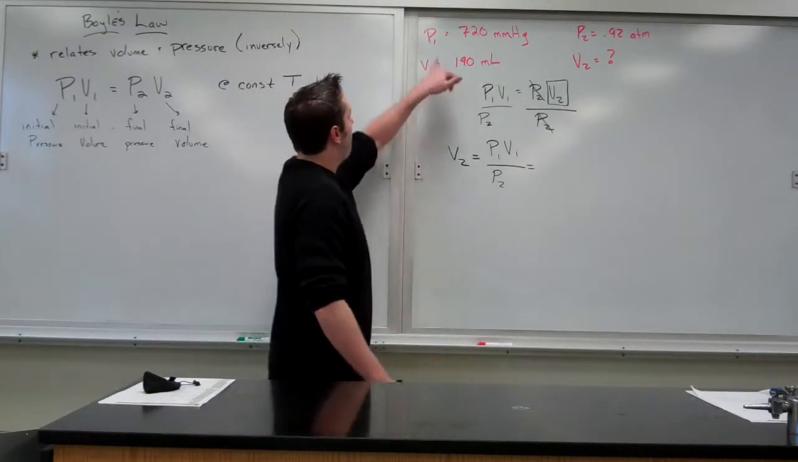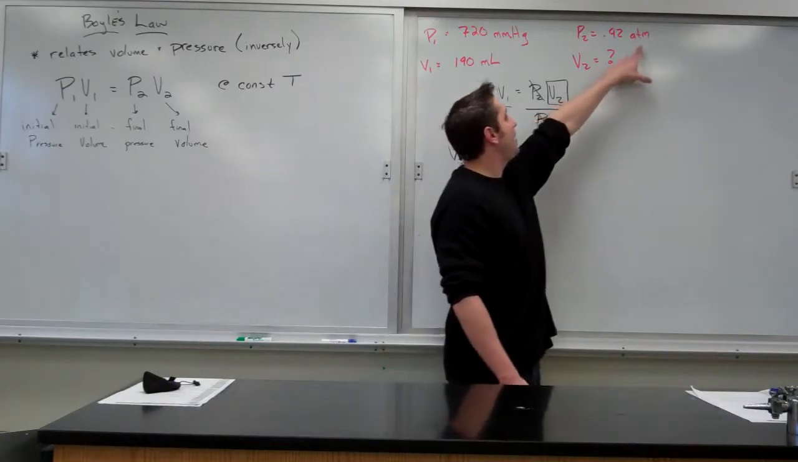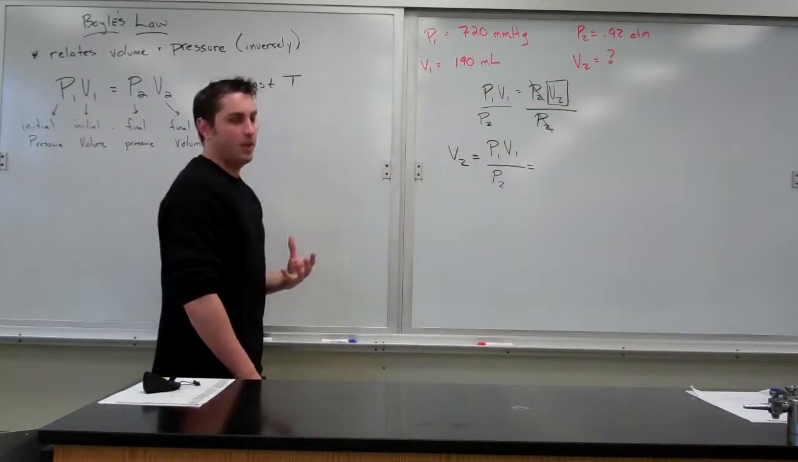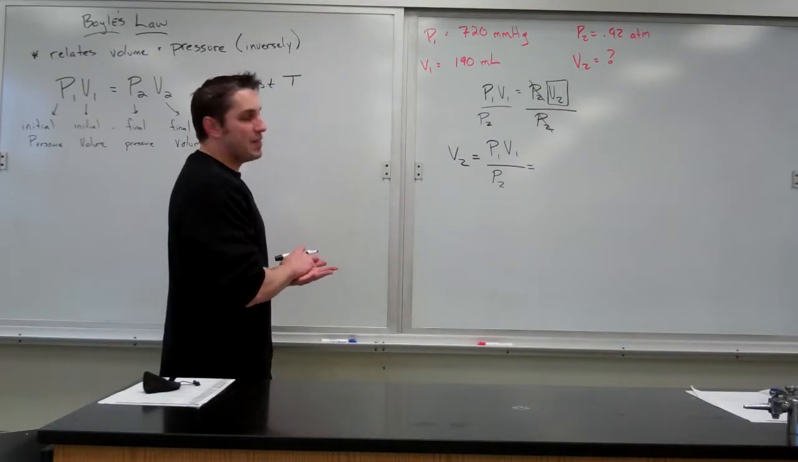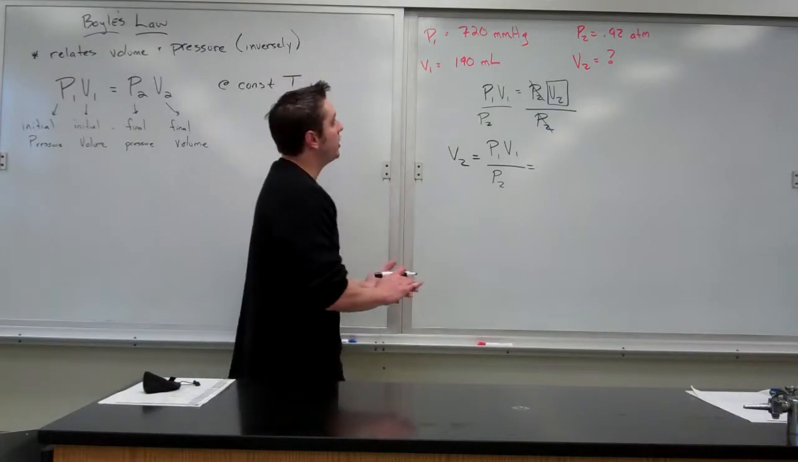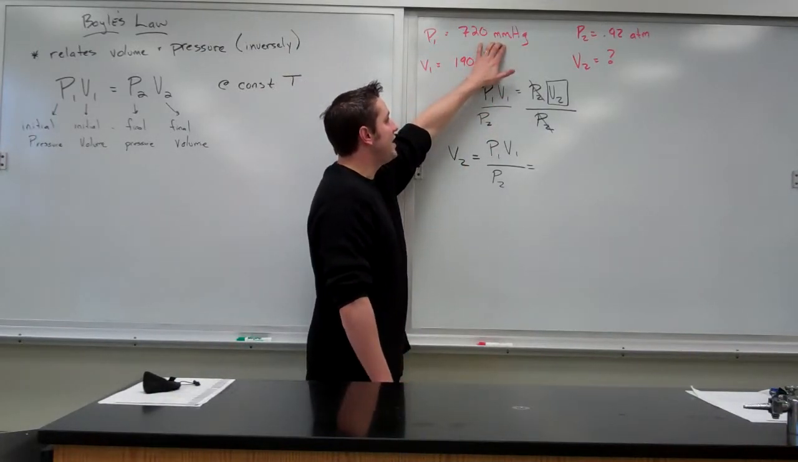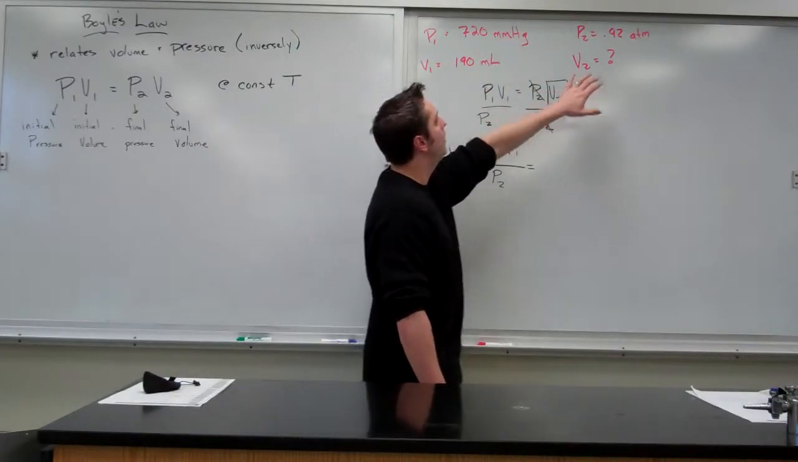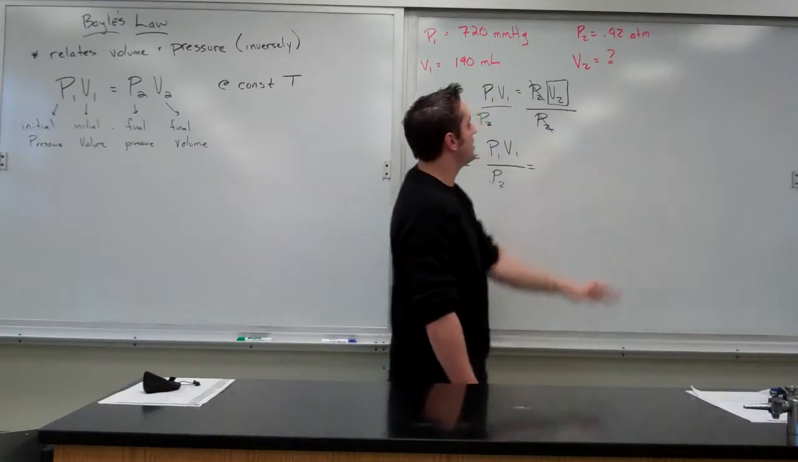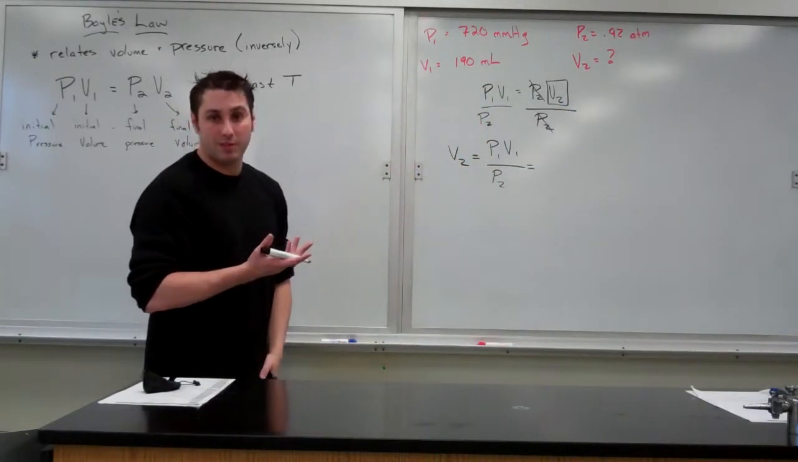For instance, my first pressure is in millimeters of mercury. My second pressure is in atmospheres. They are not the same. I have to make them the same before I can plug in. So I'm going to do a conversion. It doesn't matter which one I convert. I can convert this into atmospheres to make them the same, or this into millimeters of mercury to make them the same. I'll convert the one on the right simply because I have more space to work over there.